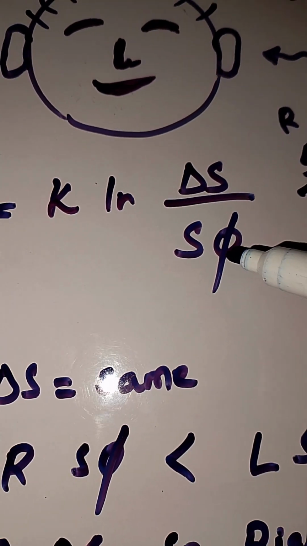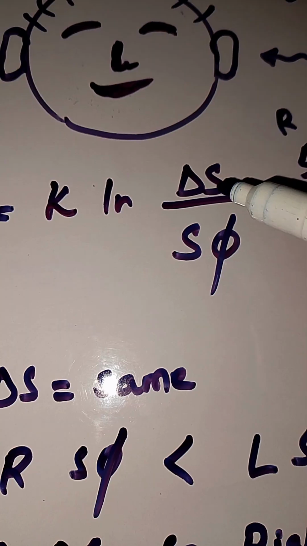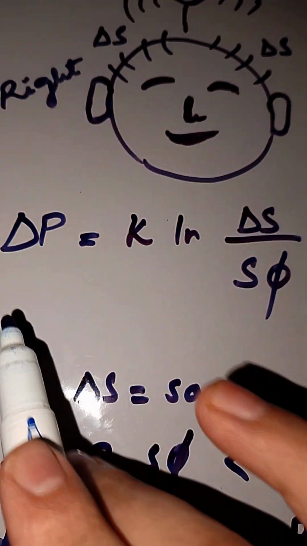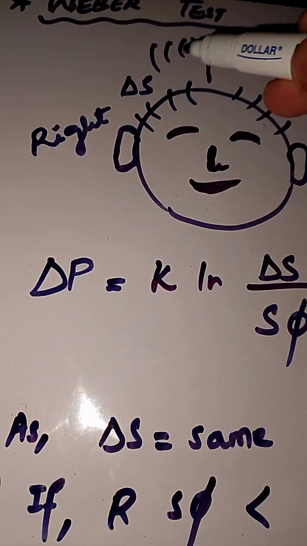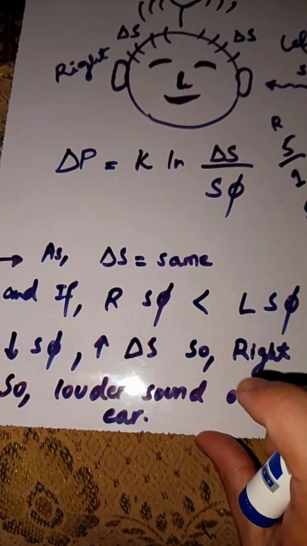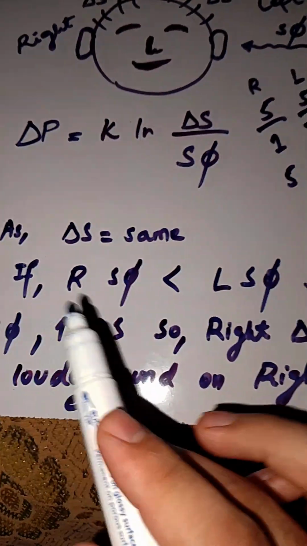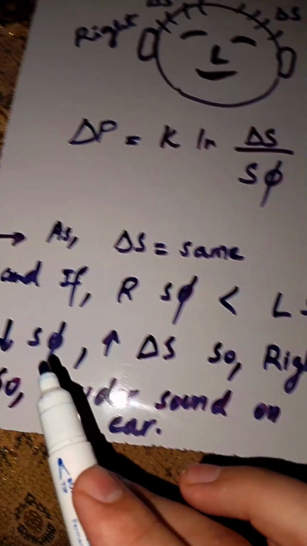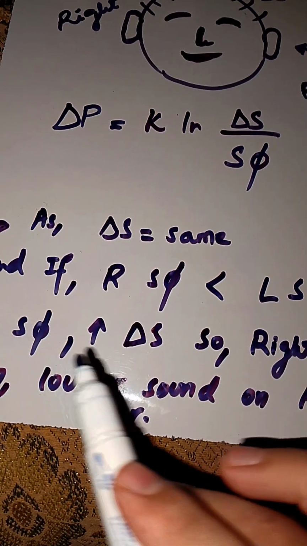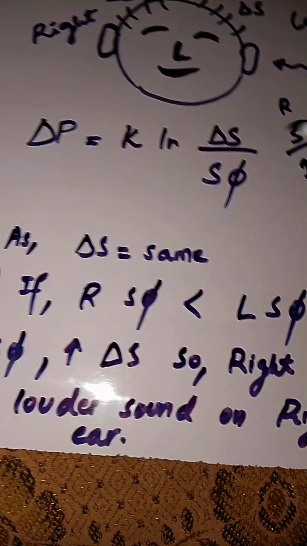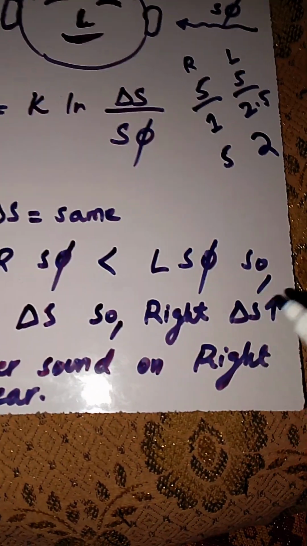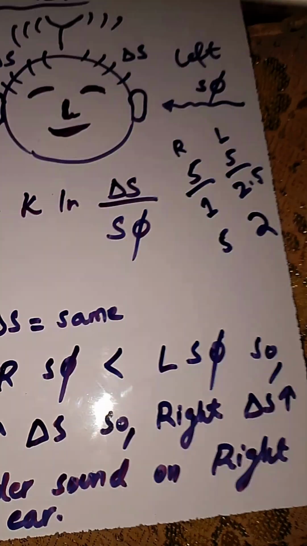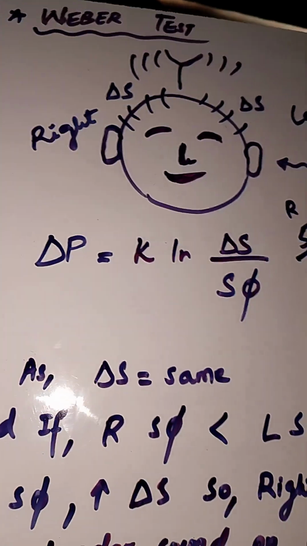So on the right side, my background noise is less, so as a whole this value will increase. So my change in perception, or my noise, will be louder on the right side, which I have already written here. And if on the right side the background noise is less than on the left side, a decrease in background noise on the right side will cause an increase in this value. So the right side perception increases, so louder sound on the right ear. And in Weber's test, I was basically explaining this for two things.